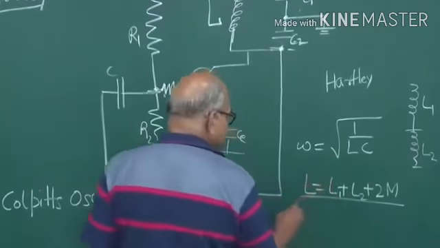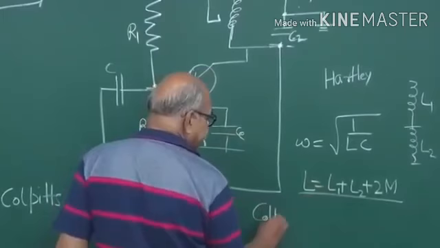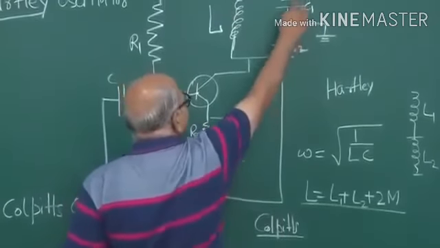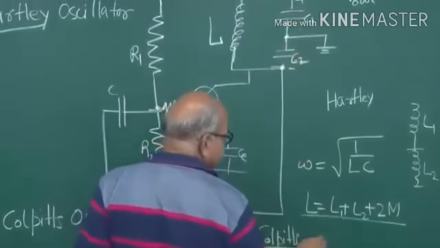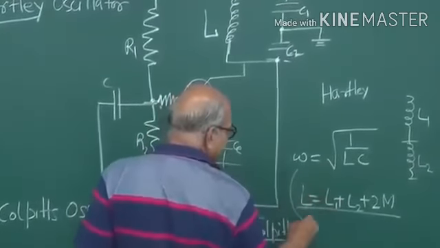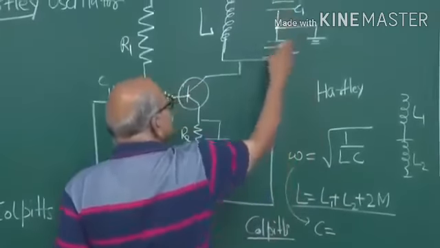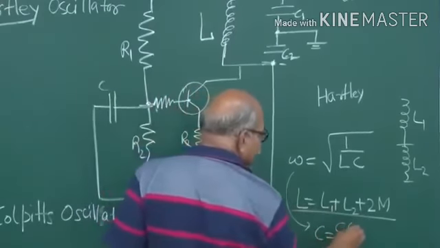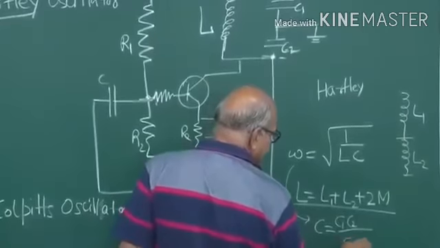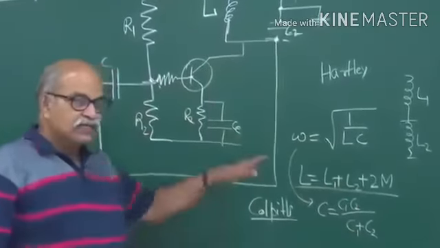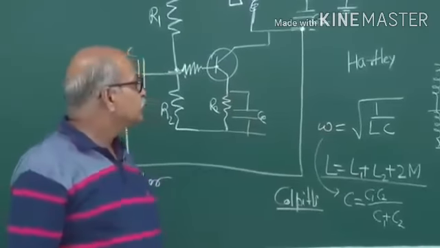And in case of this Colpitts, the capacitances are there in series. So here again the same story, but C has to be the series combination, so it will be C1 C2 divided by C1 plus C2, and whatever L is there. So this is how these things are determined.